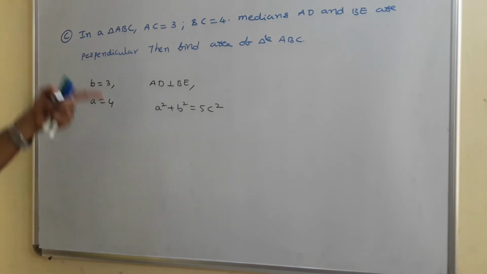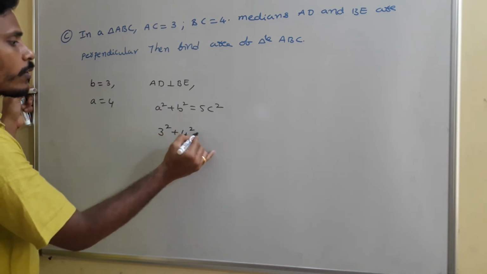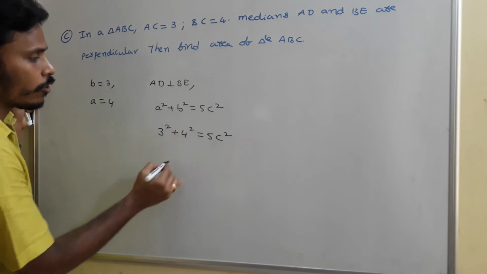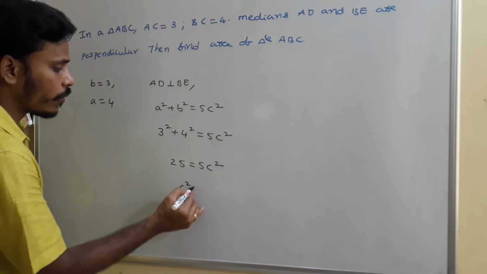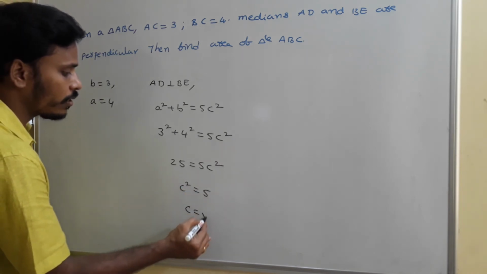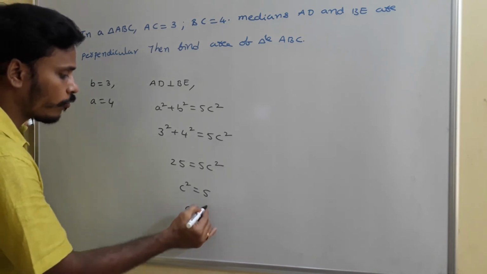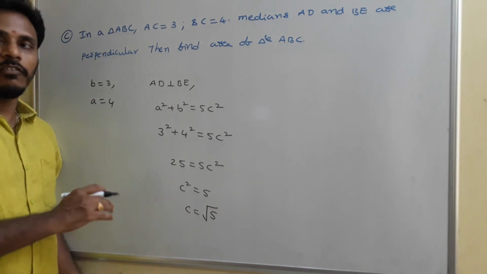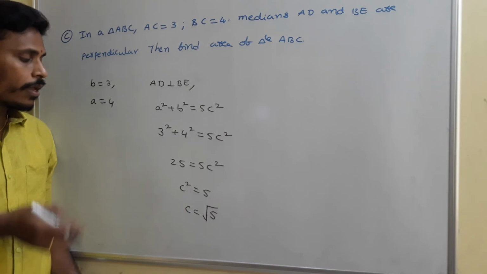So AC and BC means a and b, so use this in here. Okay. 3 square plus 4 square is equal to 5C square. And 3 square plus 4 square is how much? 25 is equal to 5C square. And C square is equal to 5. C is equal to root 5. So I have the value of C as root 5. So the 3 sides of the triangle A, B and then C we have at the end. Is there anything wrong? Okay.